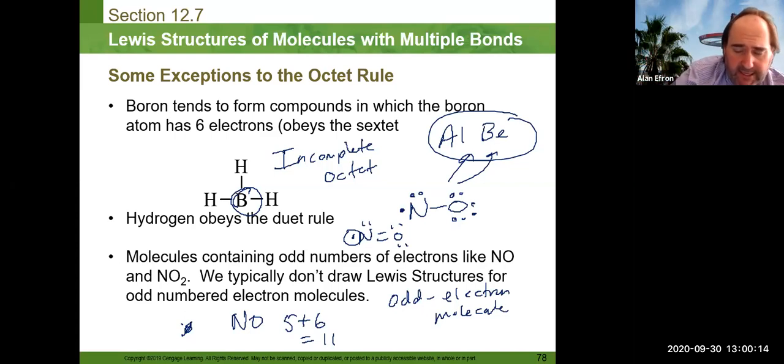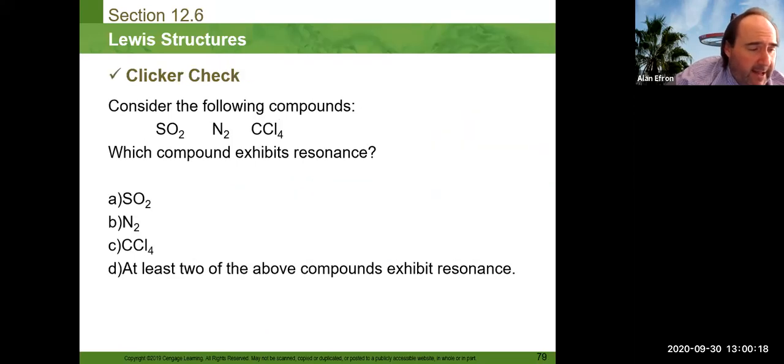And I will say, like I mentioned a couple of times, that when you get to 1A, you're going to see a lot of that. Expanded octet is a very common exception.